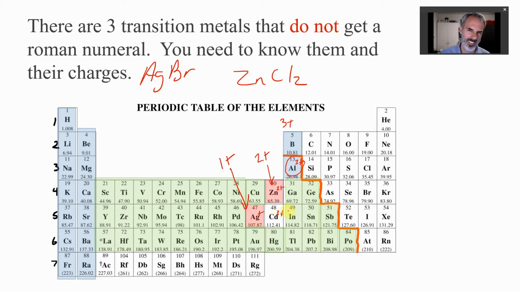It doesn't fit any exception, but it'll never show up. Don't worry about it. It's only zinc and silver you need to know. So there you go. Now we know how to name transition metals. They need a Roman numeral if they aren't zinc and silver, and the way we figure that out is by using an ion counting list.